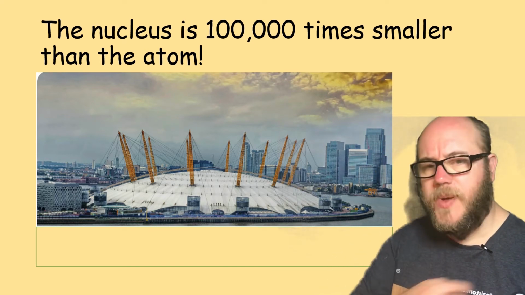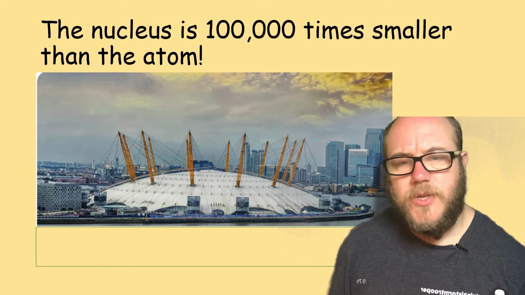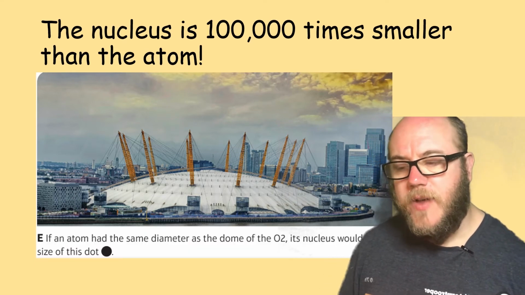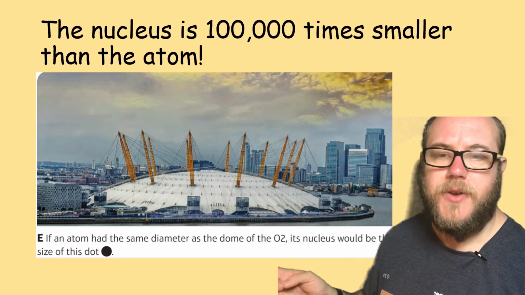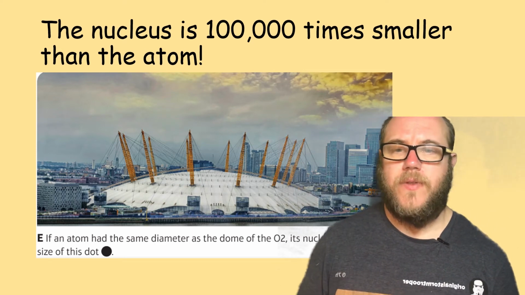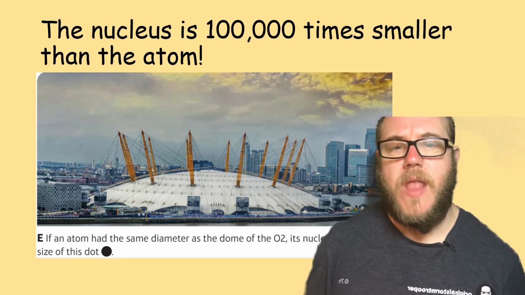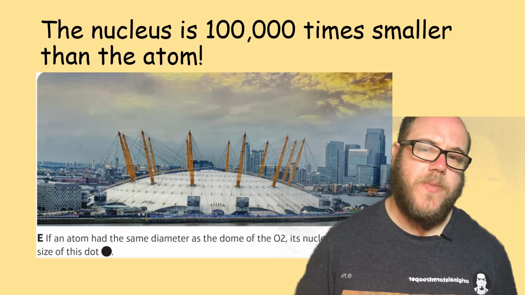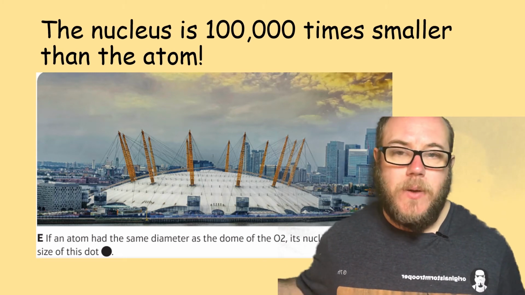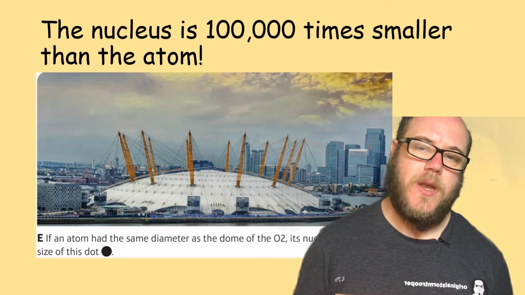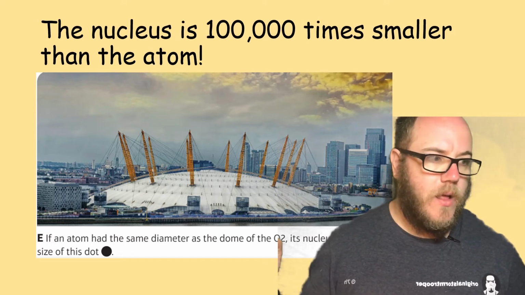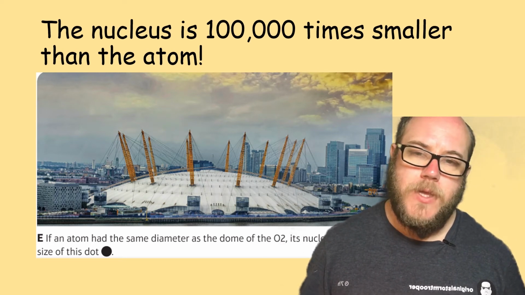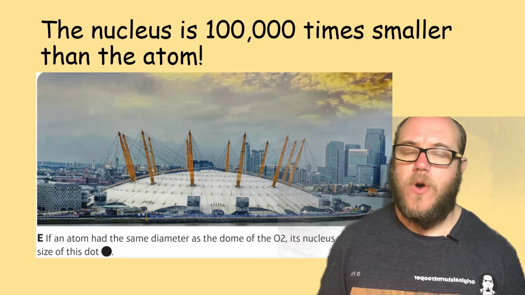Now, why am I showing you a picture of the O2 Arena? Well, just to put it in context, just to scale, if I took a dot this size, that dot there, and I took that to the O2 Arena and placed it right in the center, and then went back outside again, that dot would represent the nucleus of the atom. The outside of the gargantuan O2 Arena would represent the atom, the outer limit of the electron. You can do this as well with a football stadium or a cricket pitch.